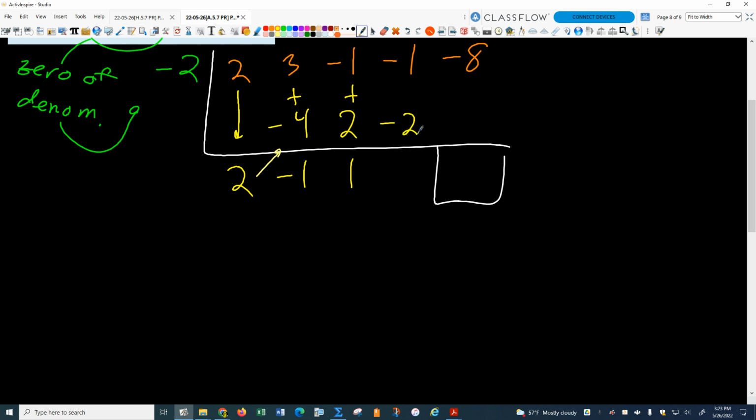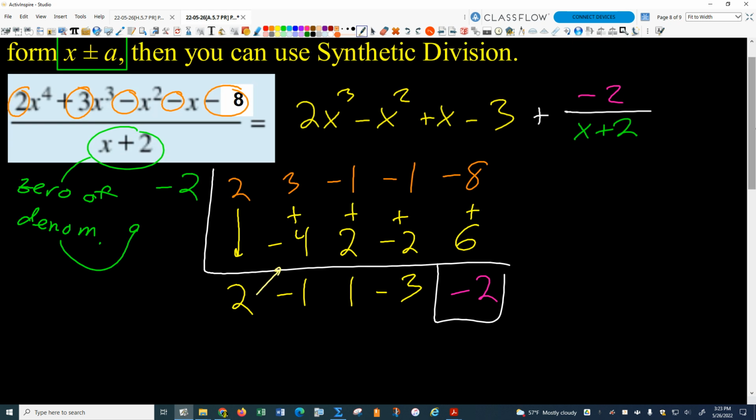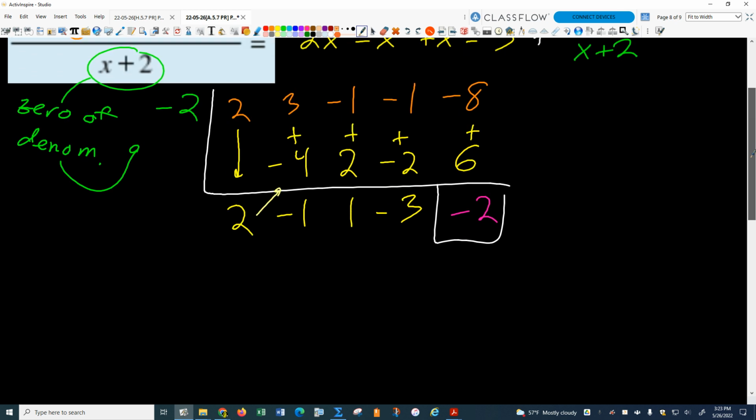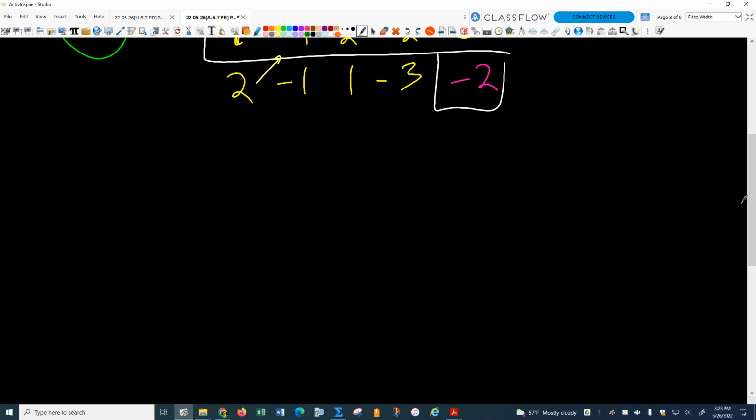Multiply and add: negative 1 plus negative 2 is negative 3. Negative 3 times negative 2 is positive 6. And I add, and what do I get? Negative 2. Okay, I ask you, have you ever seen that number and those coefficients? Well, there's a reason. There's a way you can prove how this works, and it's not quite as tricky as it looks, but it's very convenient.